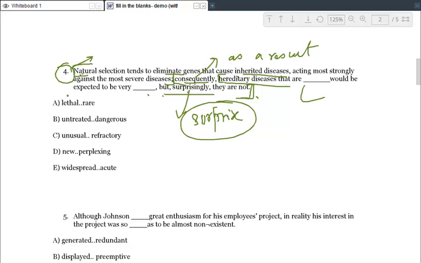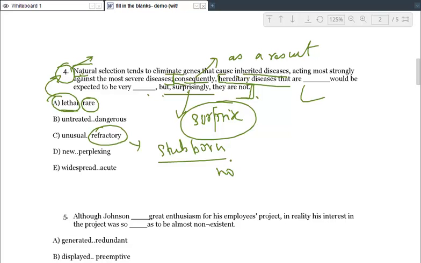That means diseases which are lethal should be expected to be rare, going by the first principle given. What is refractory? Refractory means stubborn. Stubborn means what? Not willing to go away. Akshay, stubborn means not willing to go away.